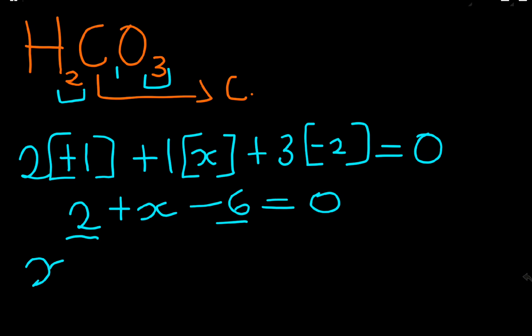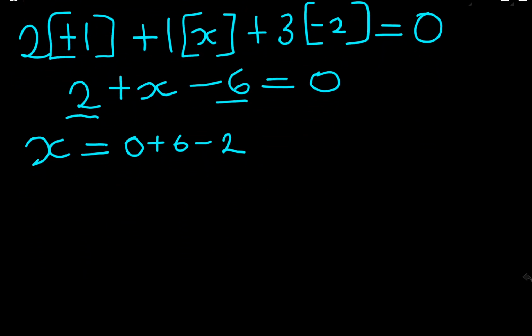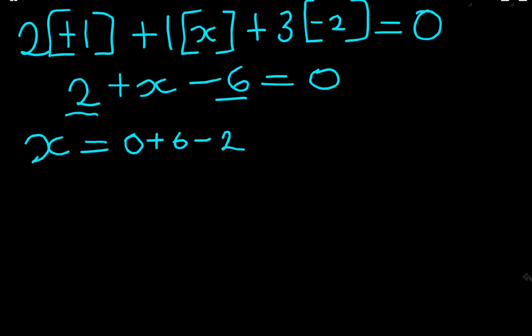So we'll be left with x equals positive 6, 0, positive 6, negative 2. And this would become x equals positive 4. So x equals positive 4.